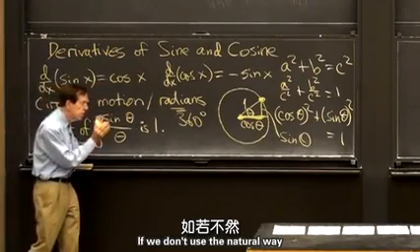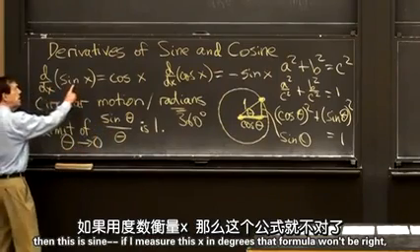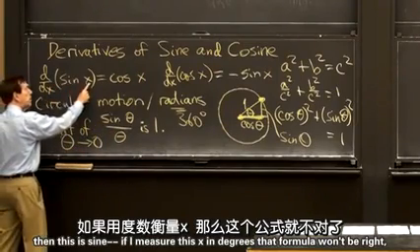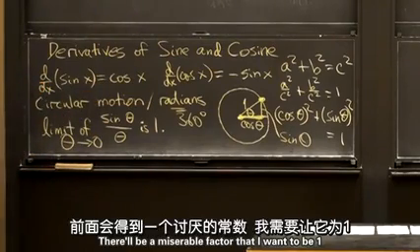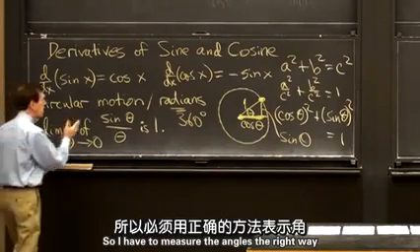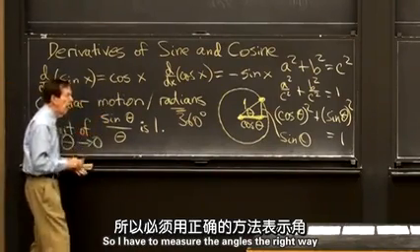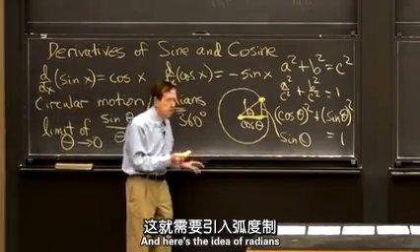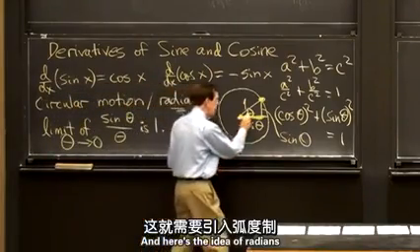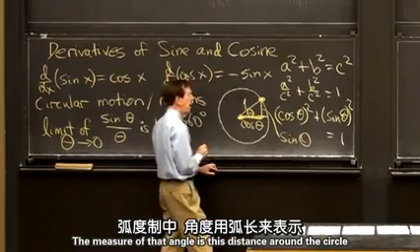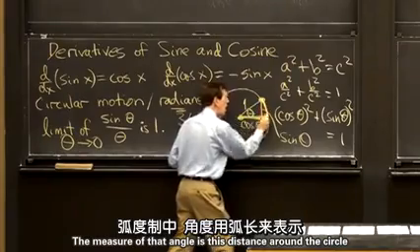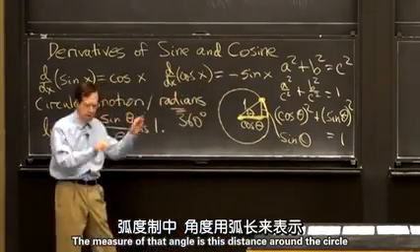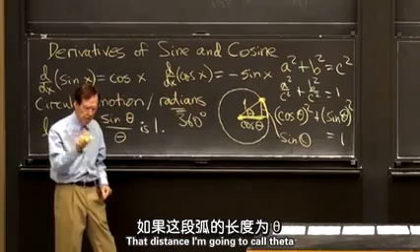If we don't use the natural way, then this is the sine. If I measure this x in degrees, that formula won't be right. There'll be a miserable factor that I want to be 1. So I have to measure the angles the right way. And here's the idea of radians. The measure of that angle is this distance around the circle. That distance I'm going to call theta.